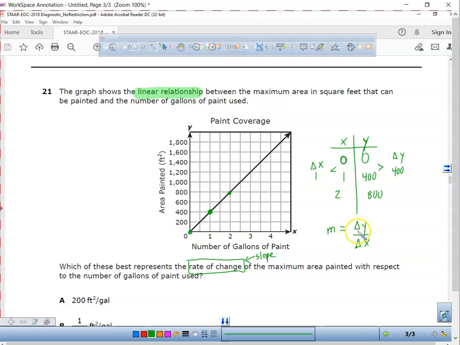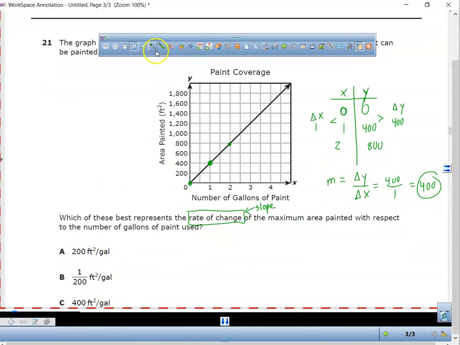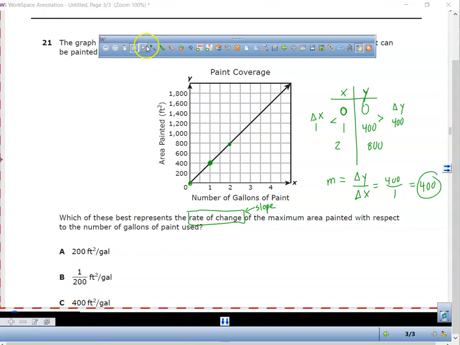We talked about these little delta symbols. That means change in. So the change in y is 400. The change in x is 1. So the answer is simply just 400. And that's why the answer is just answer choice C, which was 400 feet squared per gallon.